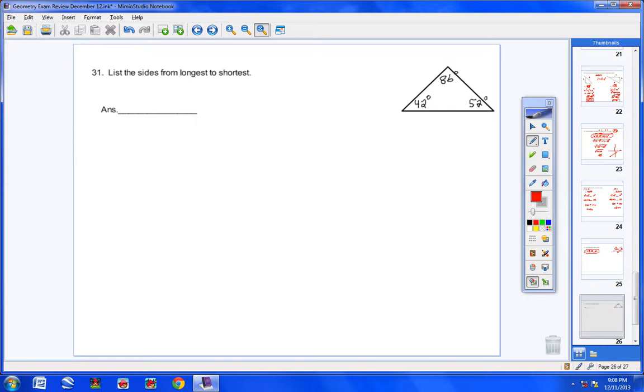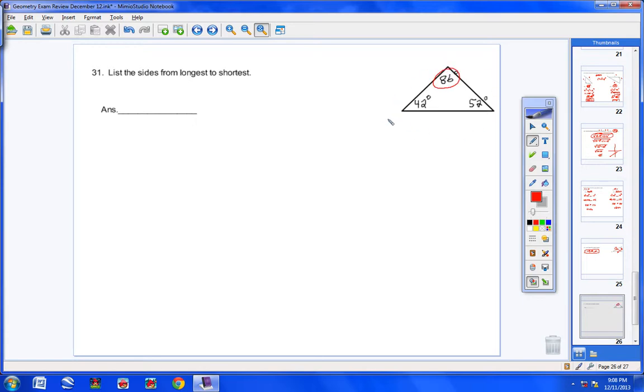Now I want you to learn to list the sides from the longest to the shortest. Now you might say, well, Mr. Earhart, that's impossible. We don't know the lengths of any of these sides. True, but we know that the longest side is across from the largest angle. So if I'm going to list the sides from the longest to the shortest, I'm going to find the biggest angle, which is right here.